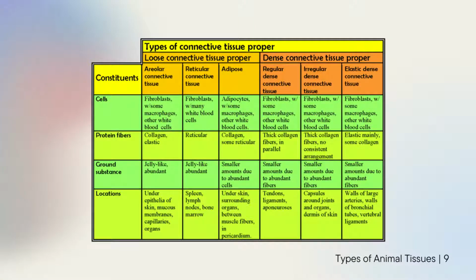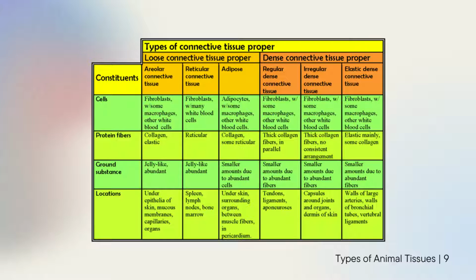These are the differences between loose connective tissue and dense connective tissue. Loose connective tissue can be divided into three: areolar connective tissue, reticular connective tissue, and adipose. Adipose can sometimes be classified under loose connective tissue, but because of its fat content, we can also classify it in the specialized connective tissue. Areolar connective tissue has fibroblasts with some macrophages and other white blood cells.